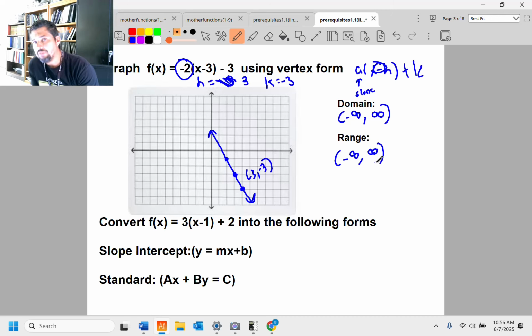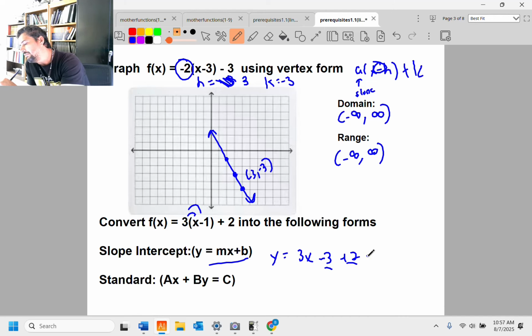All right, there's some more conversion on here. Convert f of x equals 3 times x minus 1 plus 2 into the following forms. Slope-intercept form. That's done easily by just doing the distributive property. So let's take our line. Remember, f of x is fancy for y. Let's kick in the distributive property. 3 times x is 3x. 3 times the -1 is -3. And then plus 2, but it's not quite there. We're going to have to add these two like terms. So y is 3x minus 1. That's slope-intercept form.